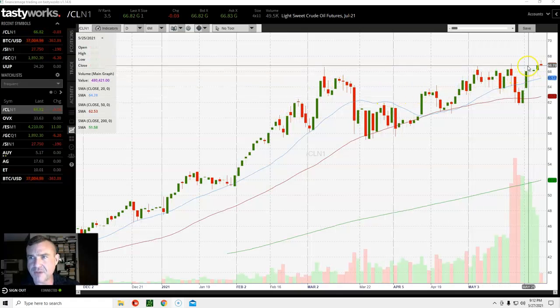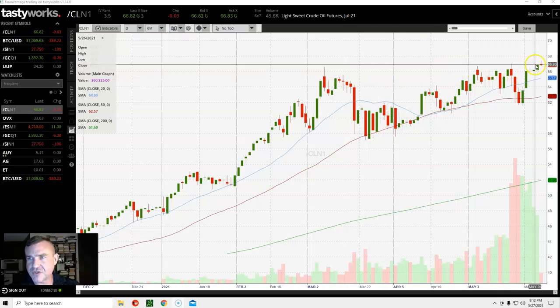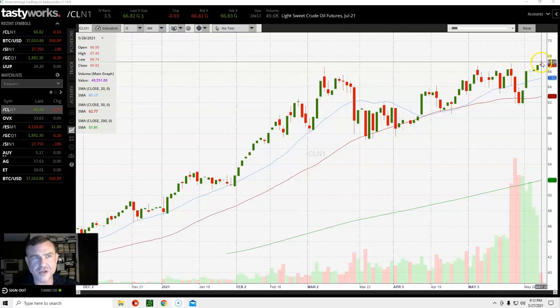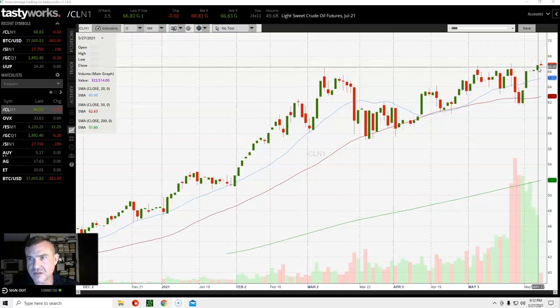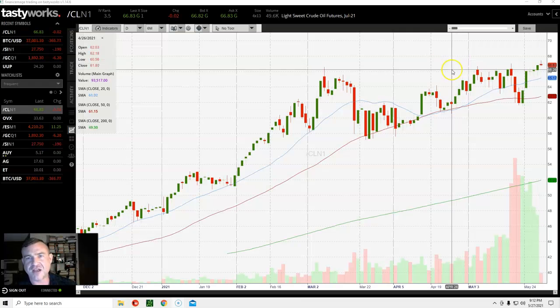moving up until it bumps into this $66 range, which just recently oil traded above 66, as high as 67.45.